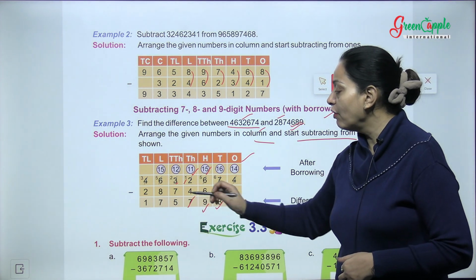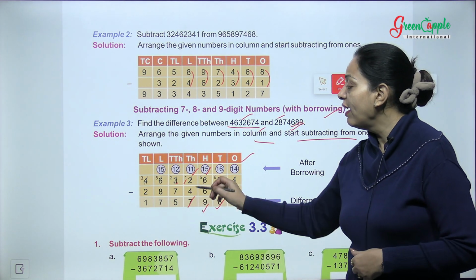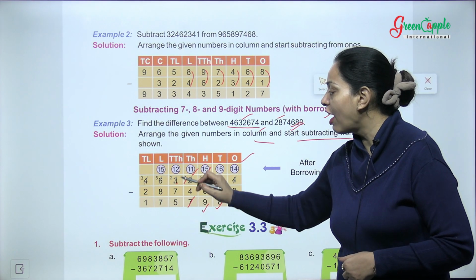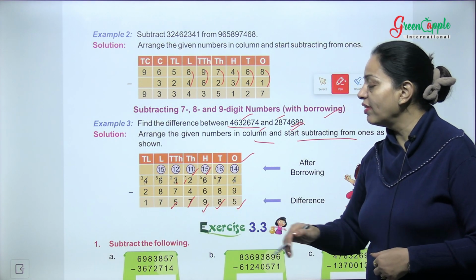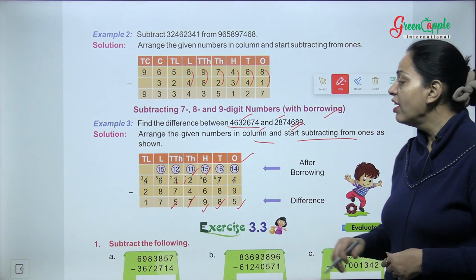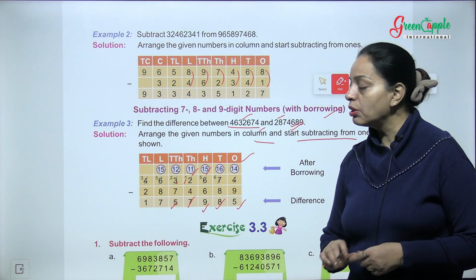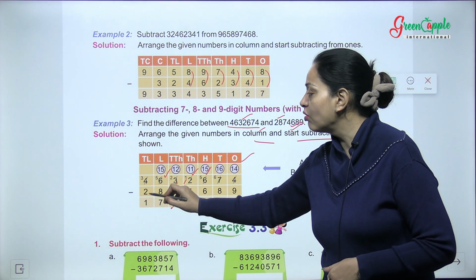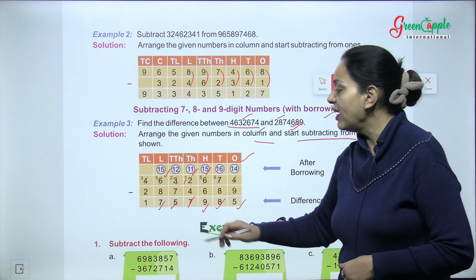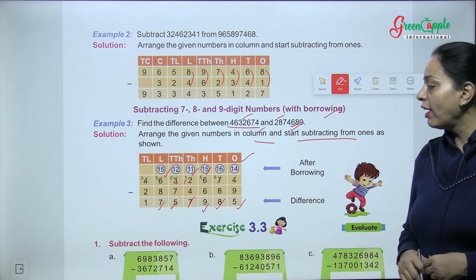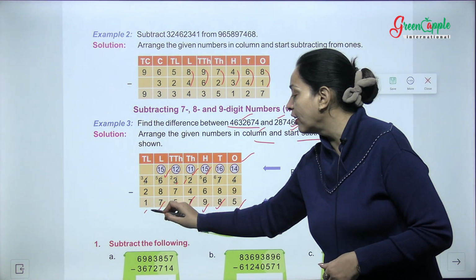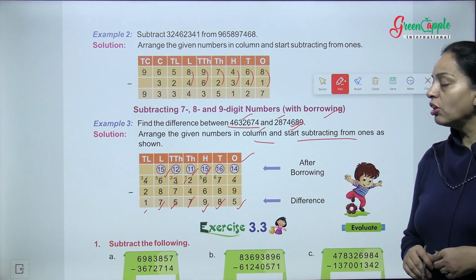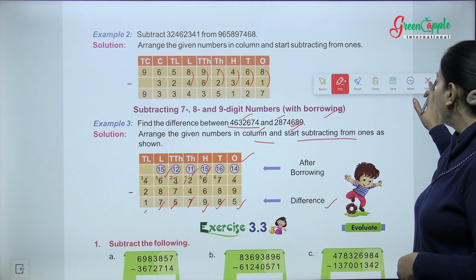Now 2 minus 7 not possible, we will borrow from the lakh digit. This is 6, it becomes 5 and this is now 12. 12 minus 7, this is 5. Now 5 minus 8 not possible, we will borrow from the ten lakh. This becomes 15 and this is 3 only. 15 minus 8 is 7 and 3 minus 2 is 1. So this is the answer. Okay, I hope this is very much clear to you. This is the difference.